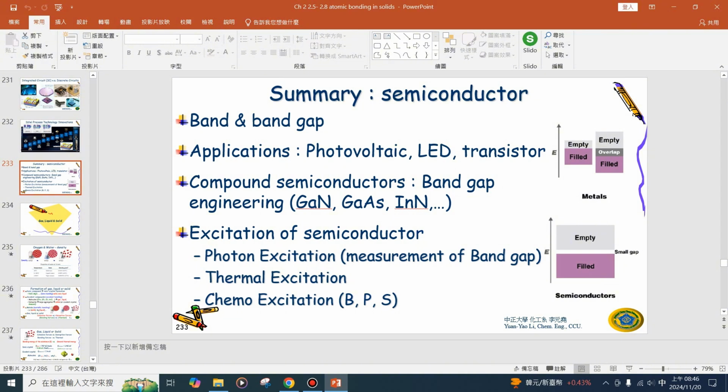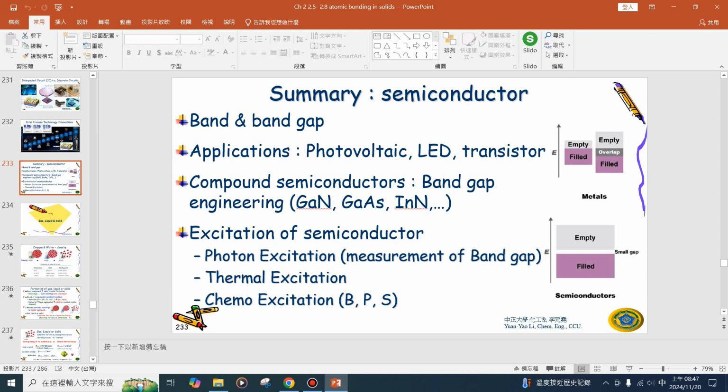And then after that, we learned the compound semiconductors, which involve band gap engineering. That means if you want to change the band gap, you can. You want to design a product which has your desired band gap, then you can use different types of semiconductors and mix them together, and you can make a semiconductor with a desired band gap. So this is what we call band gap engineering.